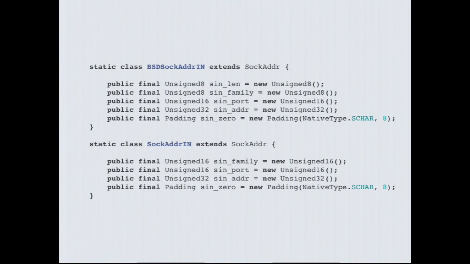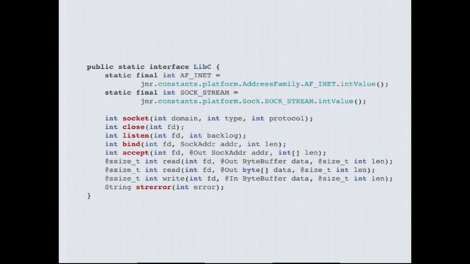A little server. This is actually going to create a little TCP server. So we've got two different forms of the sockaddr structure mapped using jnr-ffi structural layouts. We've got unsigned 8 and 16-bit values and whatnot. And then we pad it just like you do in the native structure. So we've got AF_INET, and this is again coming out of jnr-constants. We want to create an internet socket. We want it to be a stream. And then we bind the various POSIX functions that go along with sockets. Socket, close, listen, bind, accept, and so on.